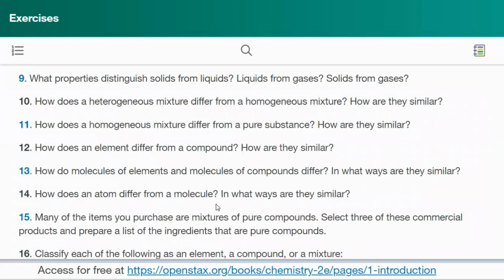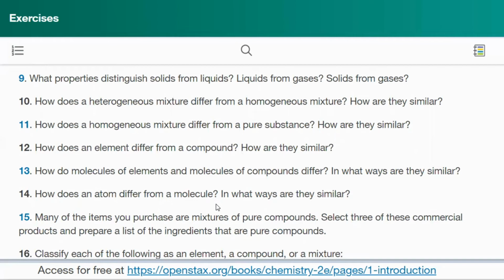Question 10, how does a heterogeneous mixture differ from a homogeneous mixture? How are they similar? A heterogeneous mixture differs from a homogeneous mixture in that wherever you go in a homogeneous mixture, it's going to be the same. Like if you have Diet Coke, wherever you sample it from the bottle, unless you're dealing with carbonation. Let's do something simpler that doesn't have carbonation. Let's say we're dealing with Gatorade. If you sample Gatorade from any part of the bottle, it's going to be the same composition.